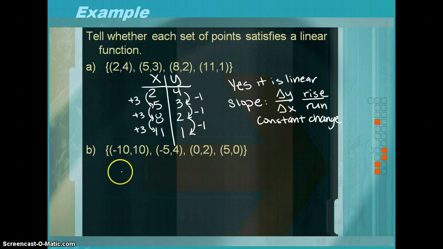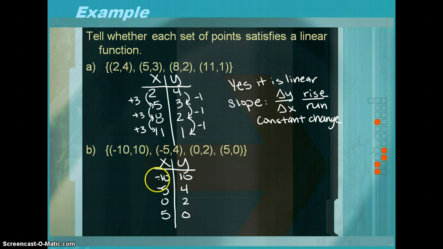So for the second one, again, start by writing out a t-chart. And then again check that as you go from each x and then from each y that the numbers stay the same. From negative 10 to negative 5, you increase by 5. From negative 5 to 0, you increase by 5. And from 0 to 5, it's still an increase of 5. So far the x's check out.